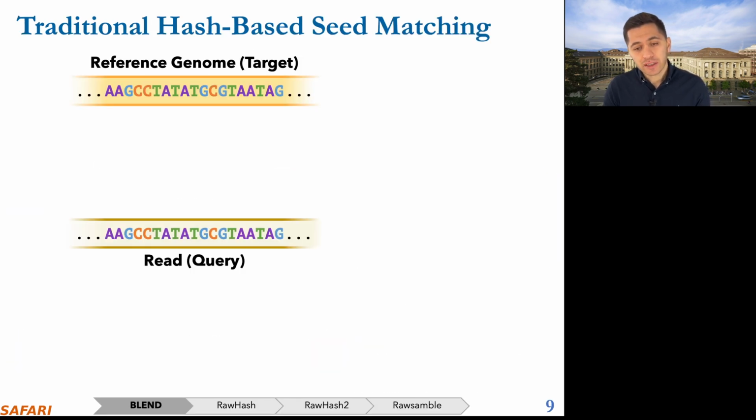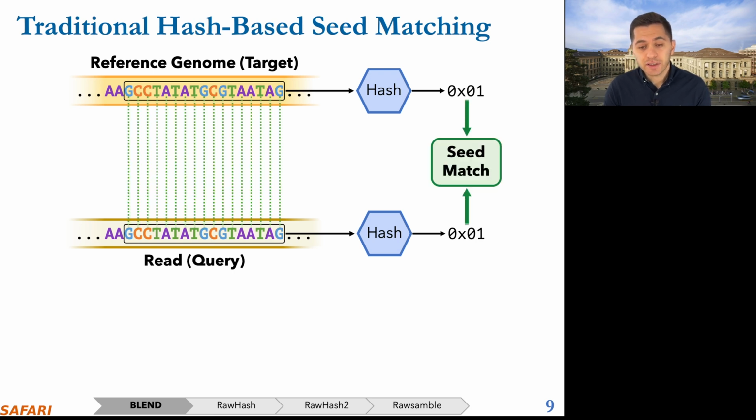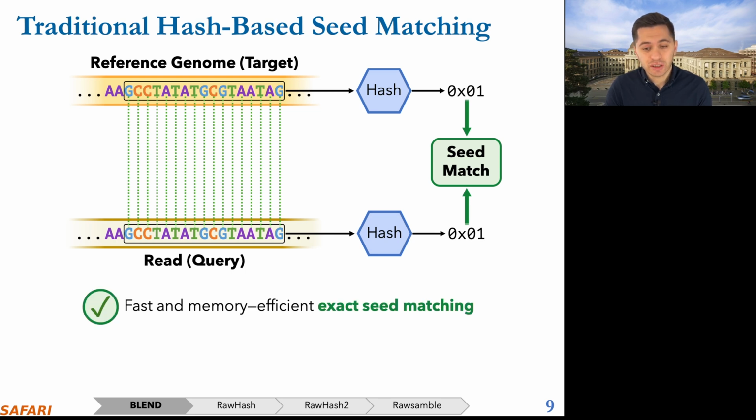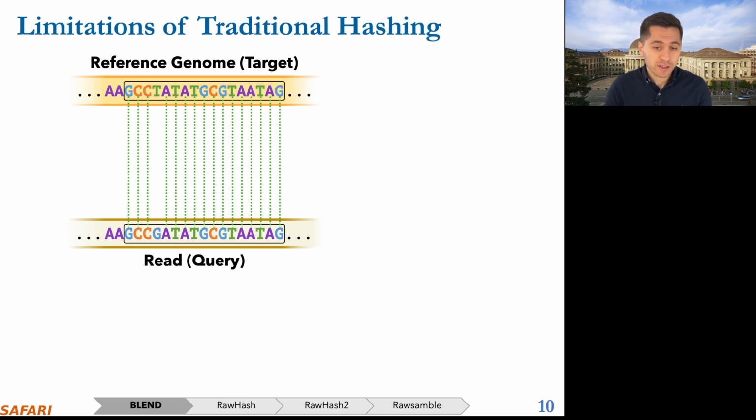Let's start by looking at the traditional mechanisms we use for finding seed matches between a reference genome and a read sequence. First, we identify certain subsequences or segments and generate their hash values to use as seeds. Second, we find seed matches if their corresponding sequence segments exactly match. This hash-based mechanism enables fast and memory-efficient exact seed matching, while ensuring that hash values from dissimilar sequences are unlikely to match, avoiding false matches.